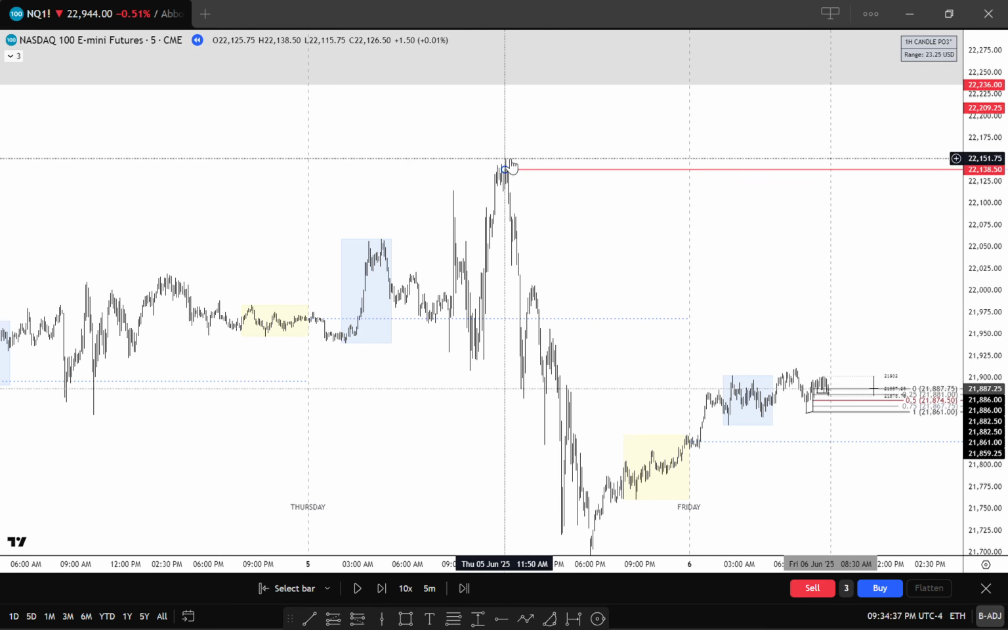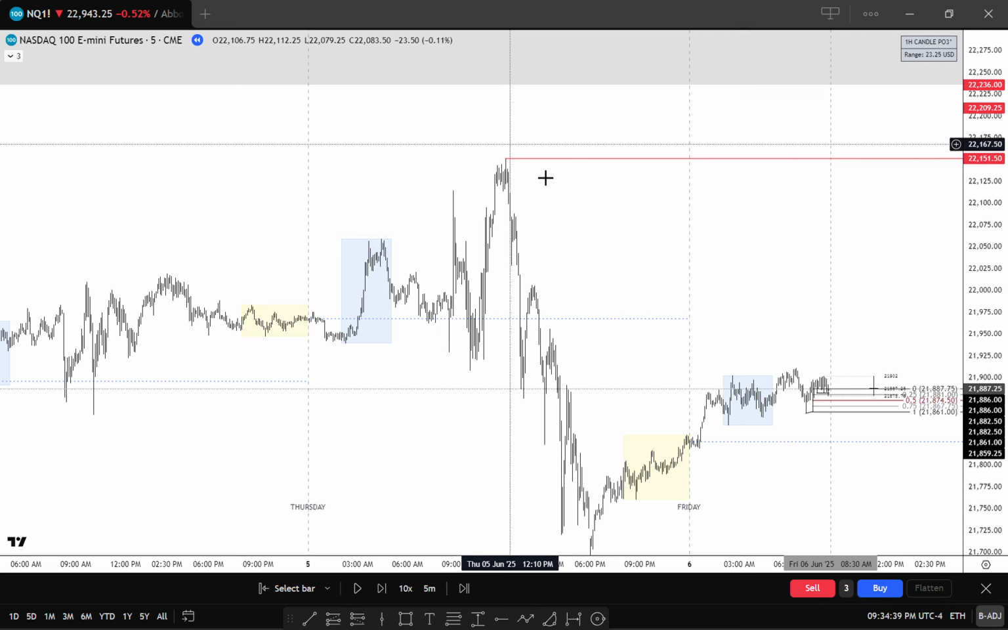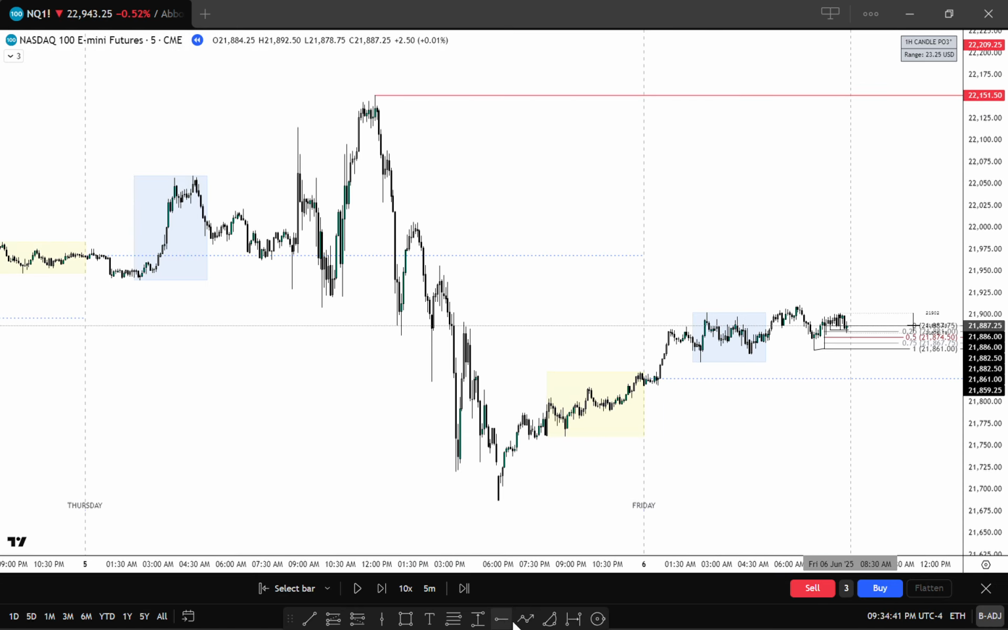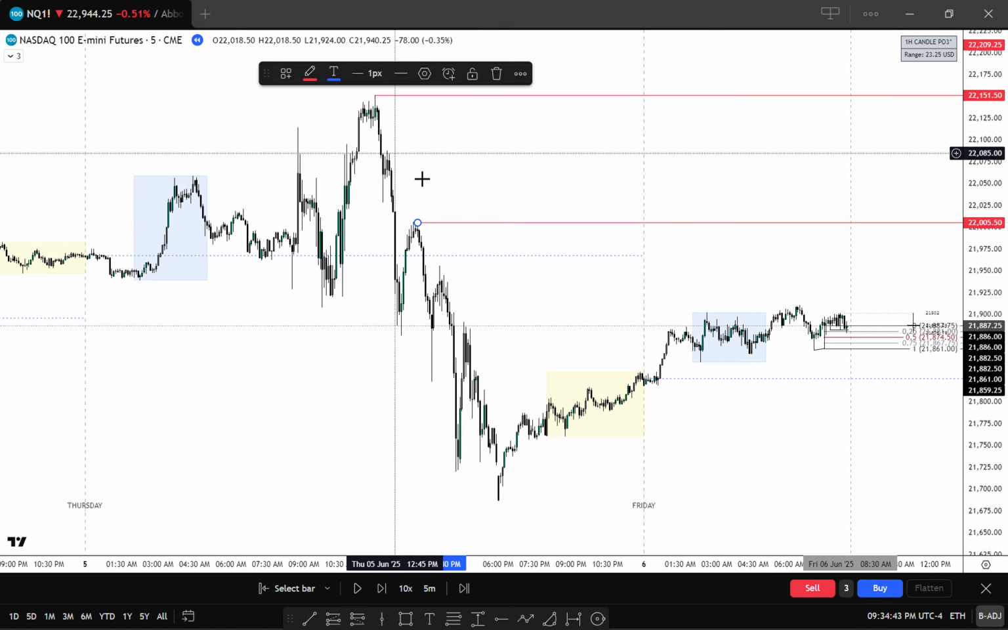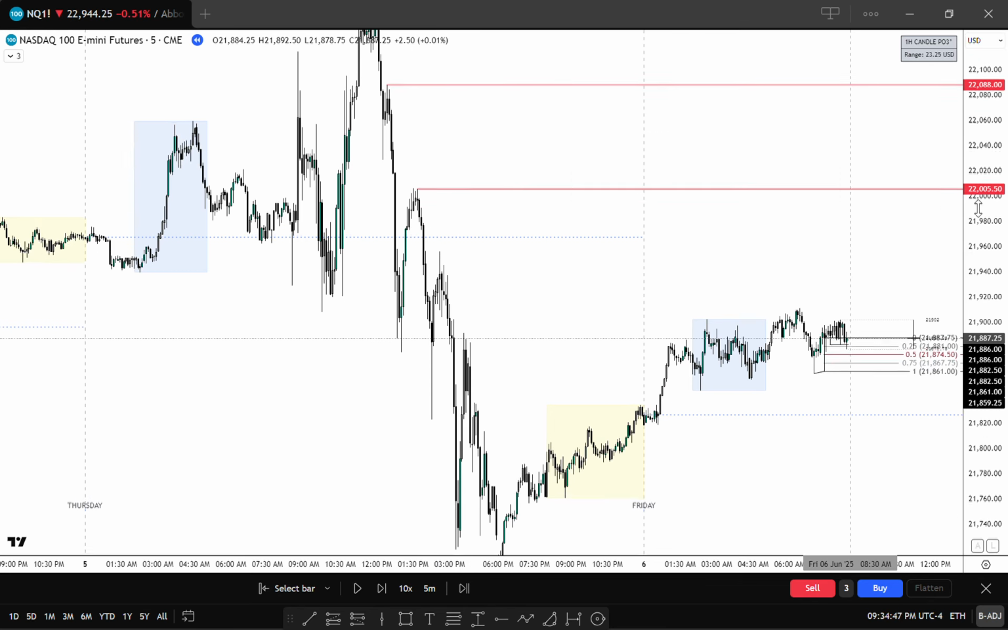But there's only 2 minutes till CPI. You didn't look at higher time frame. Well, I did look at higher time frame. I just didn't mention it. But here we have this high right here.